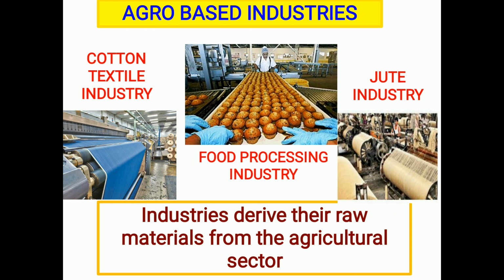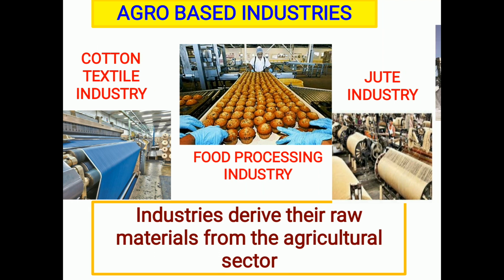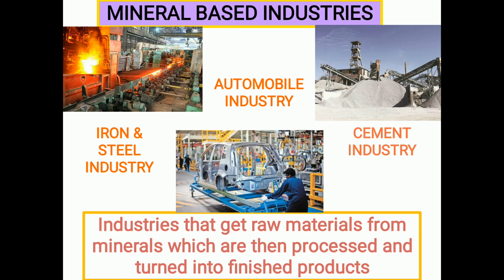What is an agro-based industry? Industries which depend upon raw material from the agricultural sector are referred to as agro-based industries. For example, cotton textile industry, food processing industry, jute industry, tea industry, coffee industry, edible oil, etc. All these come under agro-based industries. The next type of industry is mineral-based industry.